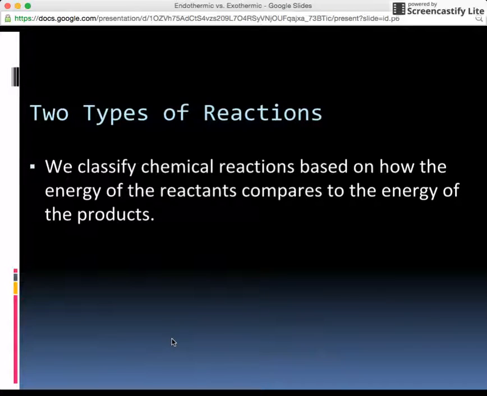So when we look at how chemical reactions are classified, we look at how the energy is comparing for the reactants and the products. So is the energy of the reactants higher than the products, or is the energy of the reactants lower than the products? So we're basically seeing, is the energy decreasing in the reaction, or is it increasing in the reaction? And there are two definitely different types.